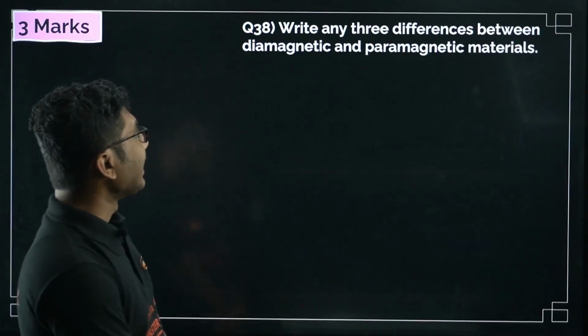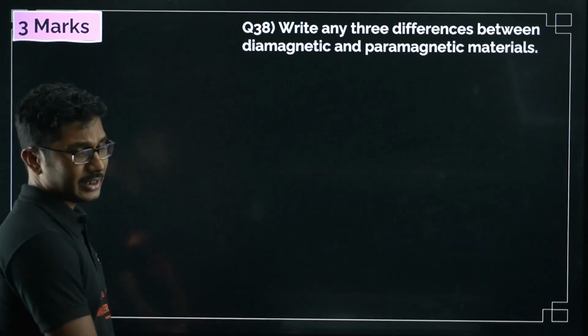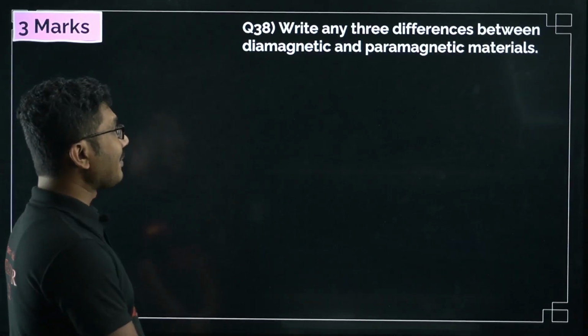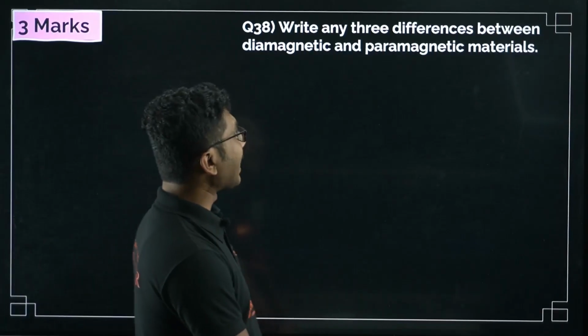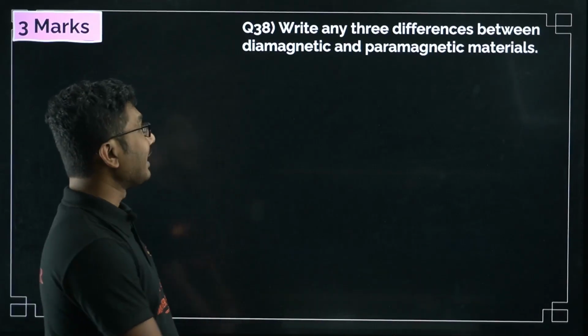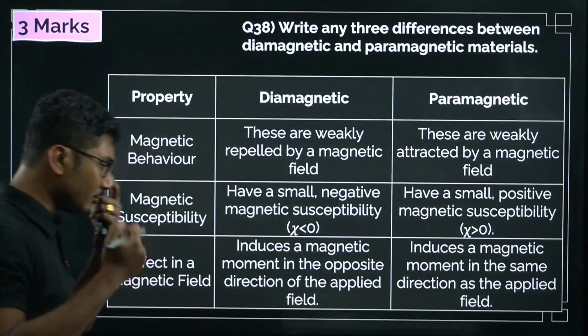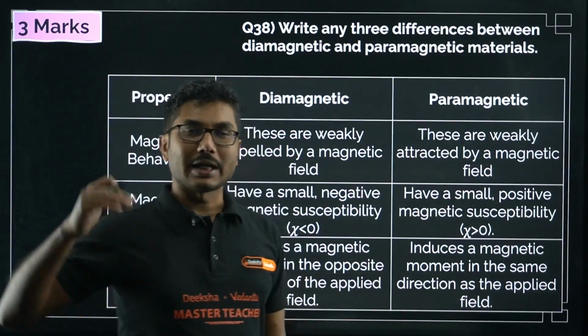Now next, write any three differences between diamagnetic and paramagnetic materials. Very common. I will do paramagnet and ferromagnet, but there is a possibility that diamagnet and ferromagnet might also come. So you have to be prepared. You have to prepare these two tables, and based on this you can answer all the other tables.